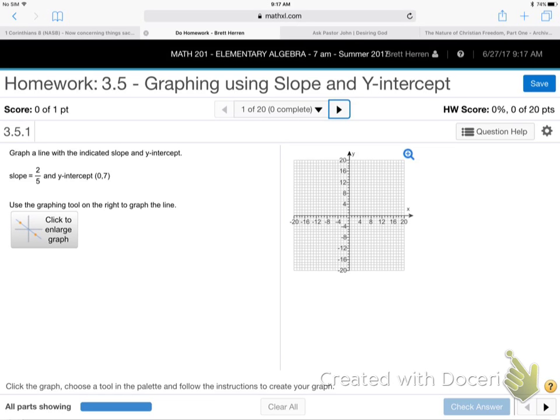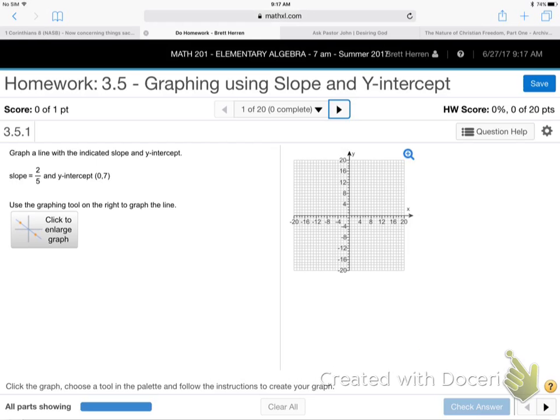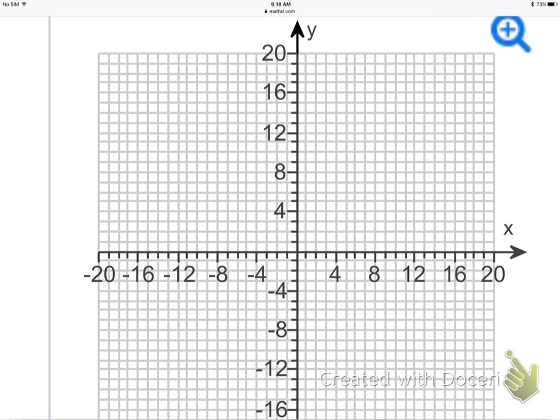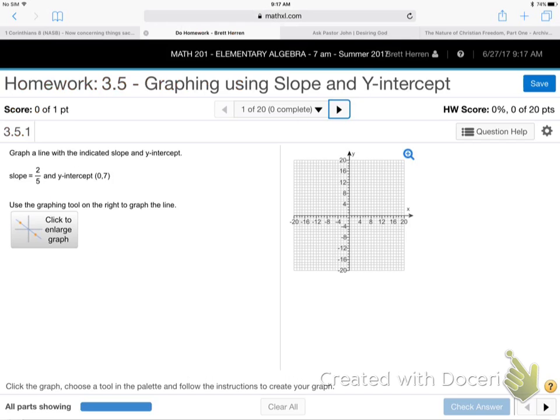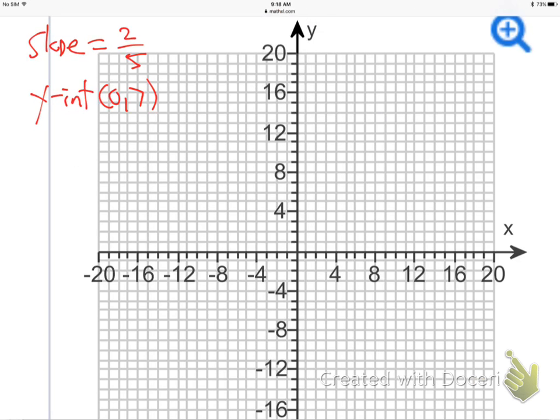So graph a line with the indicated slope and y-intercept. I wish they made that graph a little bigger for us. I think I'm going to go back and blow it up. Slope 2/5, y-intercept 0.7. Okay, so yeah, this isn't really anything new. They want you to basically graph given that information.